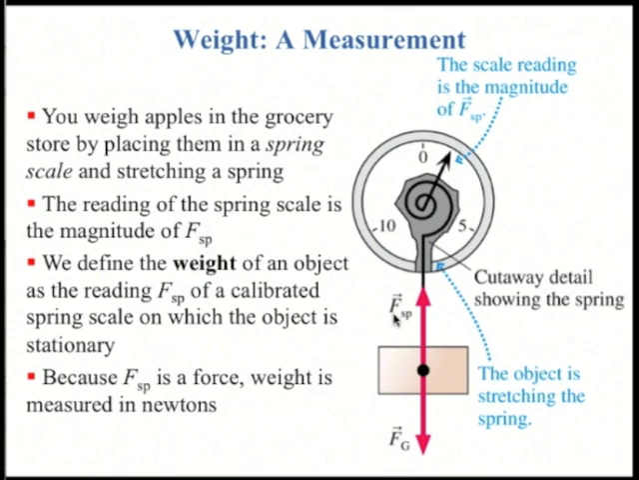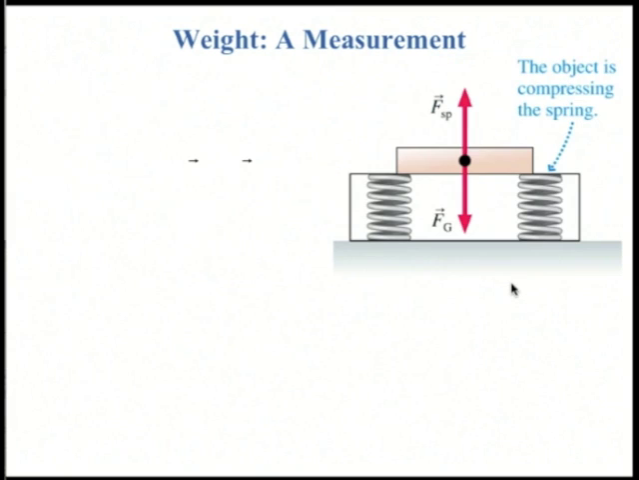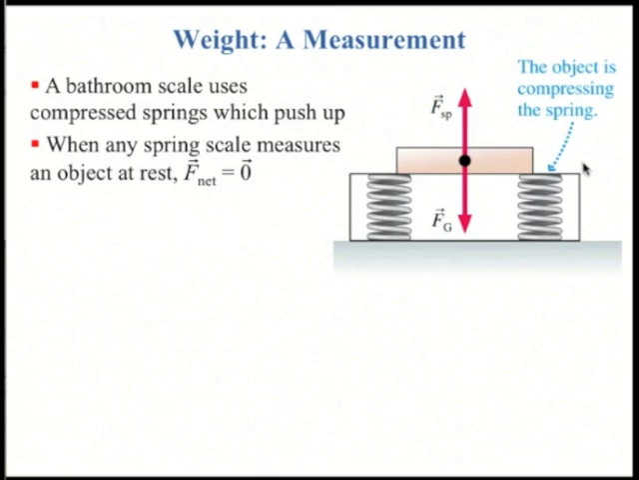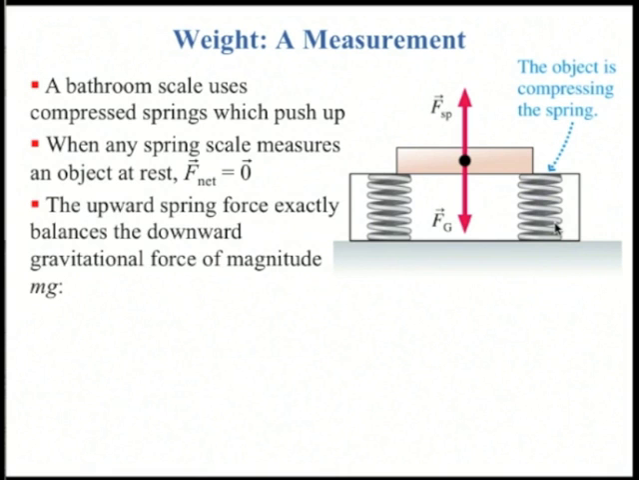The spring scale force is F sub SP, so weight is measured in newtons, in SI units. A bathroom scale is similar, except it's pushing. It's got springs that push up, and the amount that these springs are compressed is read off on a dial that you look at.